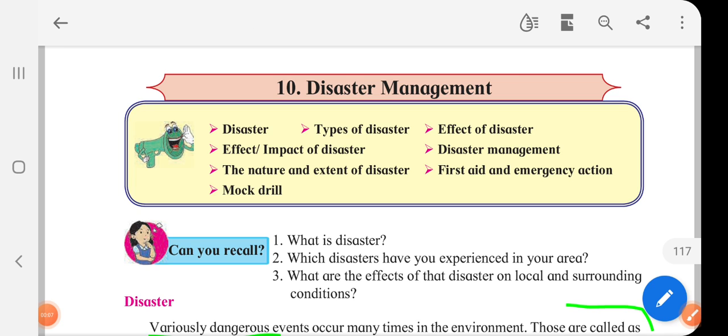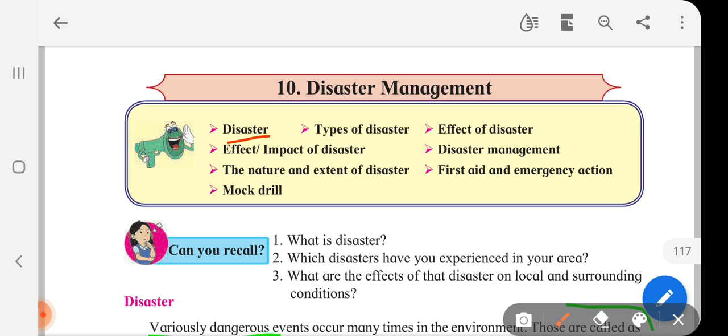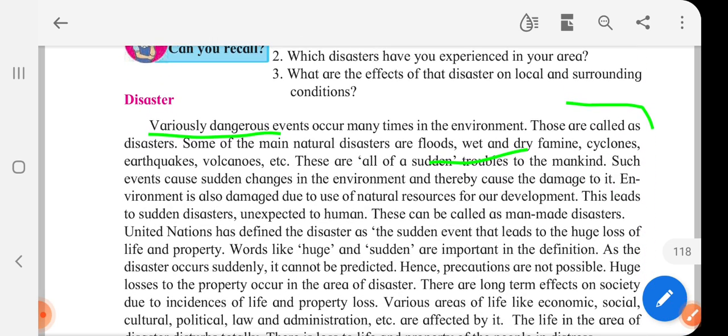Dear students, today we are going to start with the last chapter, chapter number 10, Disaster Management. And in this chapter, we are going to discuss disaster, types of disaster, effect of disaster, impact of disaster, disaster management, the nature and extent of disaster, first aid and emergency action mock drill. So these are the topics which we are going to discuss. So let us start with what is disaster.